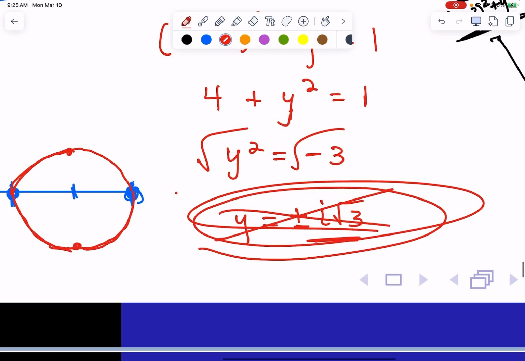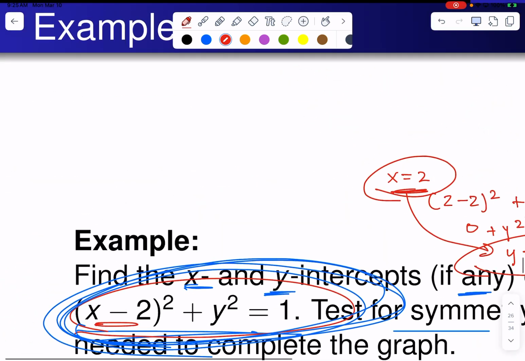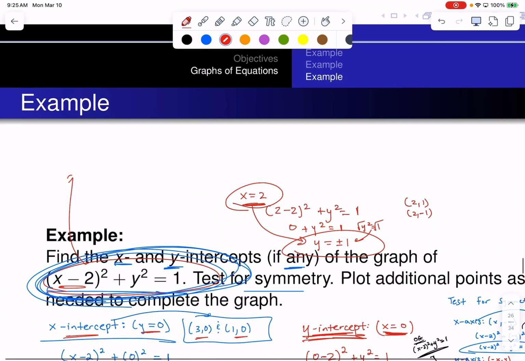If I would have done, here's another one. Let's say you go out to 4 and would have plugged in 4. Let's see what happens. I bet it's imaginary. We'll take the equation and do x equals 4. Just watch. You don't even have to write this down. So it'd be 4 minus 2 squared plus y squared is equal to 1. What's 4 minus 2? 2. What's 2 squared? 4.